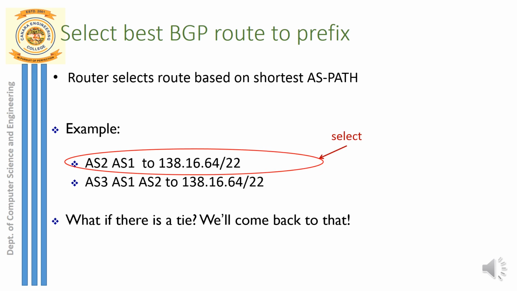Suppose there are multiple routes, two routes, to reach this prefix 138.16.64. These are different routes, but what if they have the same AS path length? Something like AS2 to AS1 is one particular path, and if there is one more path, something like AS3 to AS1, in order to reach the same prefix, in that case both path lengths may be the same. So how to choose the best route? In that case there will be a tie, right? So how to break a tie? We will see breaking the tie in the next concept, that is hot potato routing.